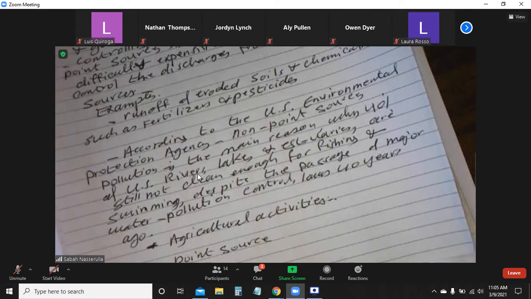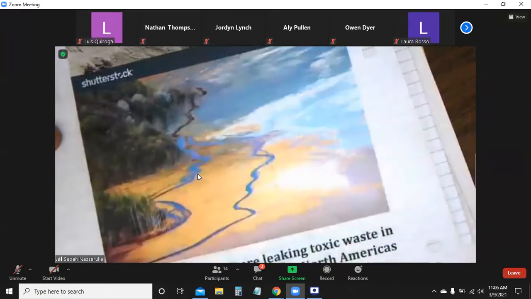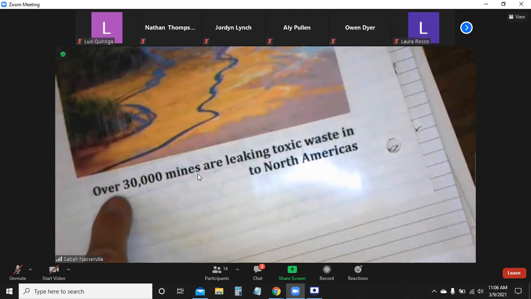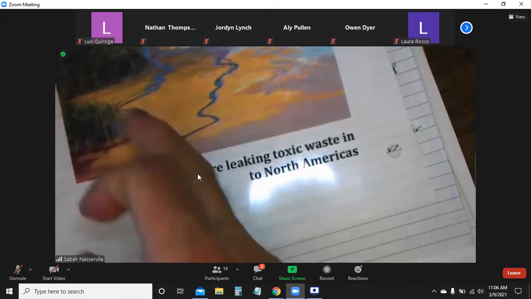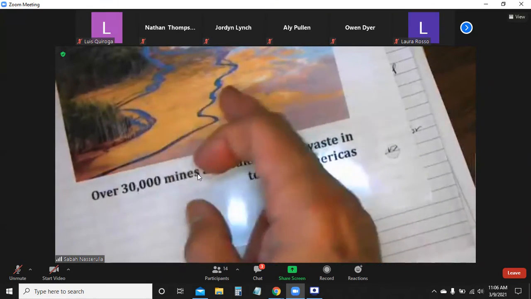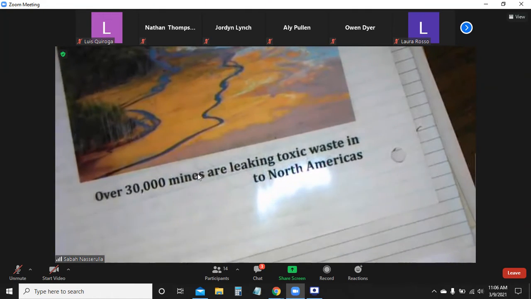I was looking for something, because sometimes the oxidation from the precipitate is very bad. When I come across it, I will show it to you. As you can see here, this goes inside from the disposal. In North America, over 30,000 mines are leaking toxic waste, especially from the tailings, which get oxidized. If it's not taken care of, it's going to reach the lakes and underground water and so on.